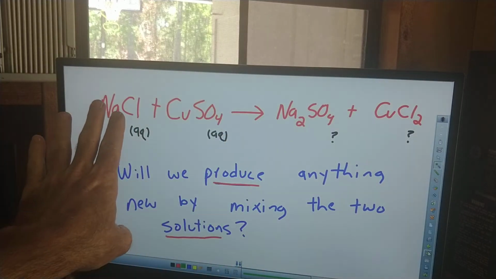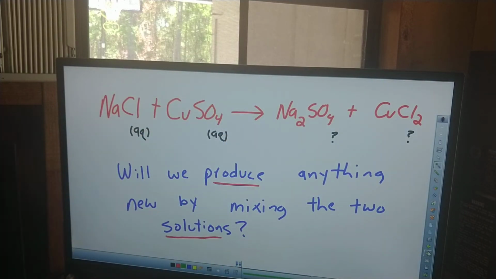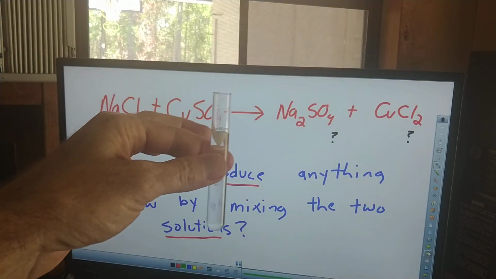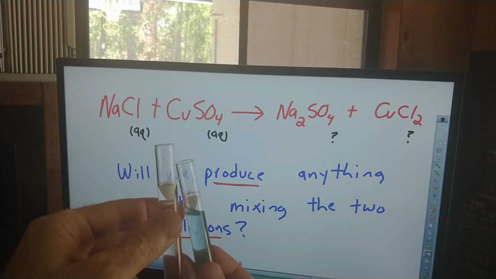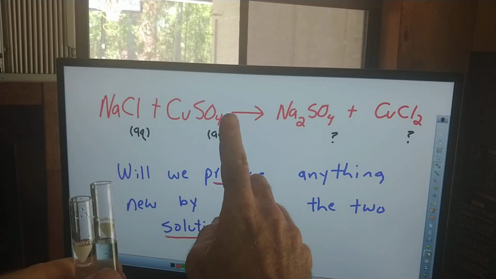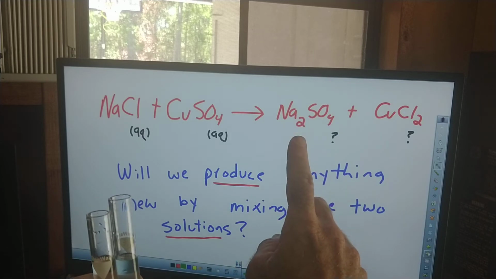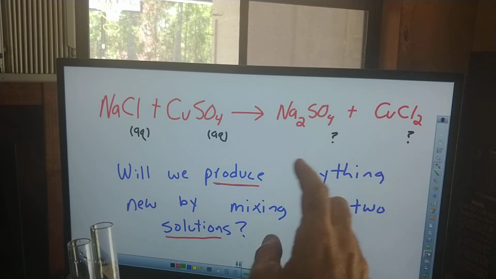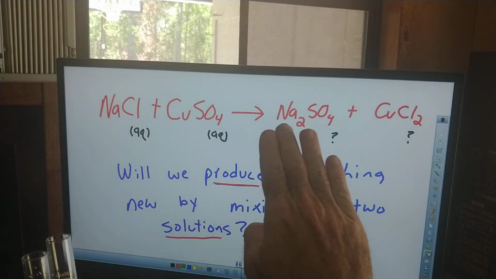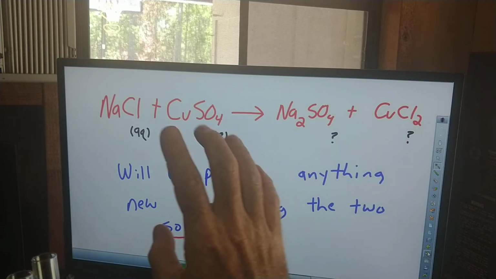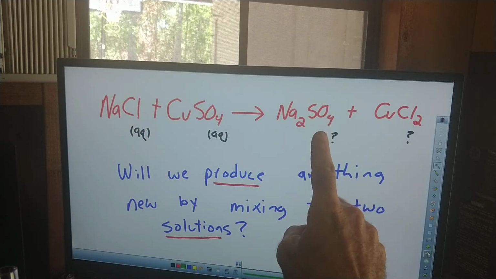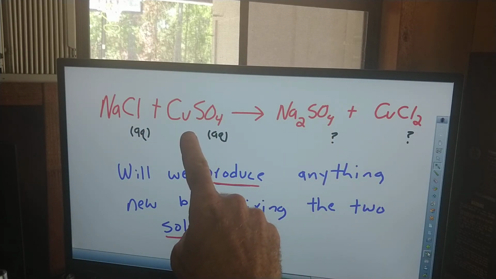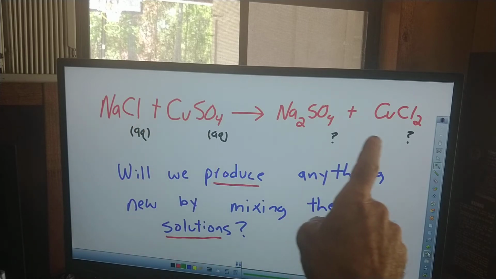Now, if we take a test tube with sodium chloride and we take a test tube with copper 2 sulfate and we mix them together, then we'll have a test tube that contains sodium sulfate and copper 2 chloride, because this would be a double replacement reaction. The sodium here is with chlorine. Over here it's switched. Now it's with sulfate. The copper, instead of being with sulfate, would now be with chlorine.